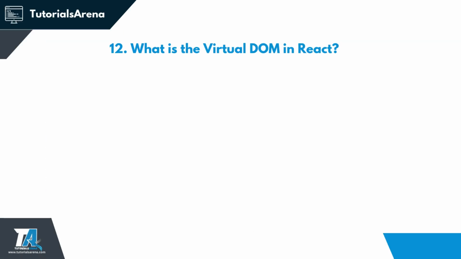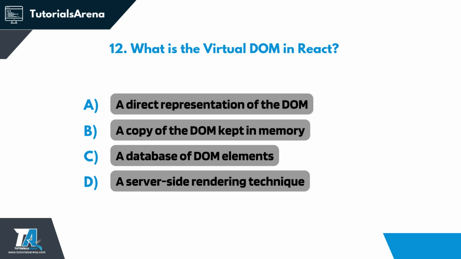Question 12. What is the virtual DOM in React? The options are: Option A, a direct representation of the DOM. Option B, a copy of the DOM kept in memory. Option C, a database of DOM elements. Option D, a server-side rendering technique. The correct answer is Option B, a copy of the DOM kept in memory. Moving on to the next question.